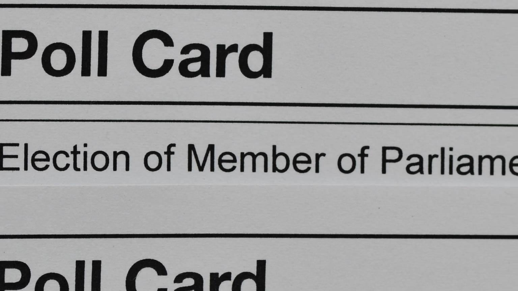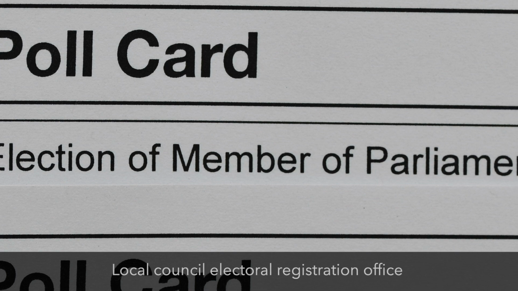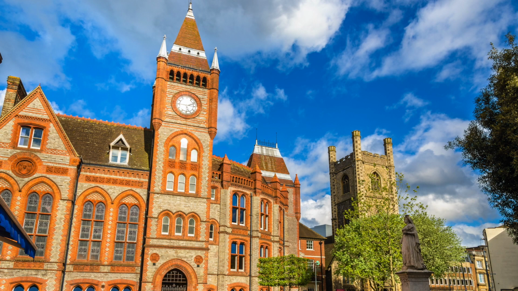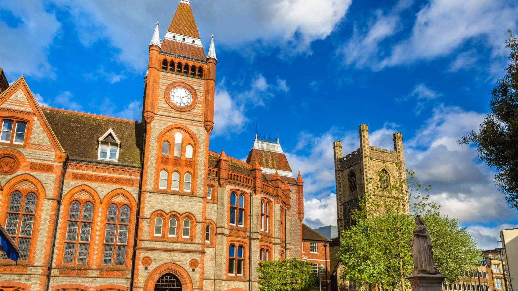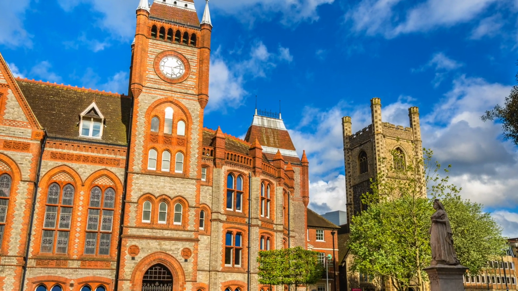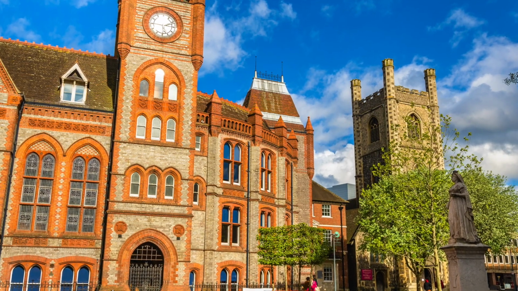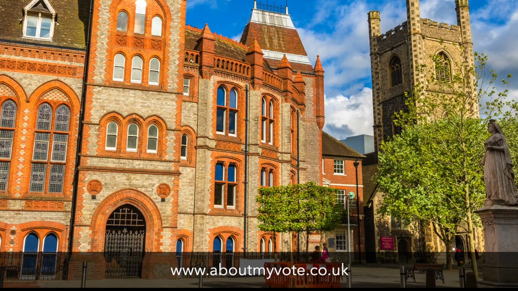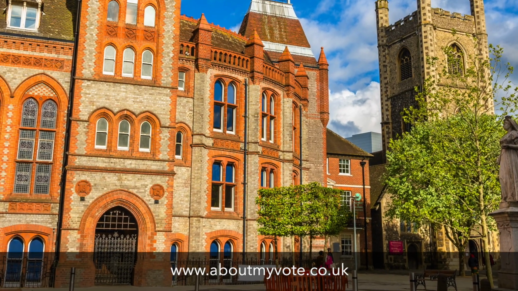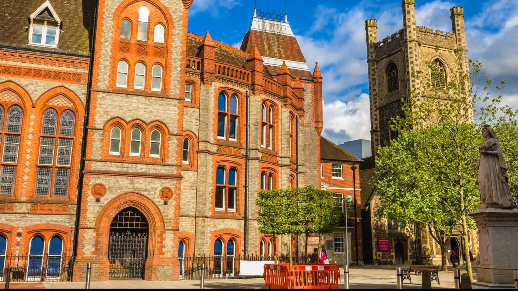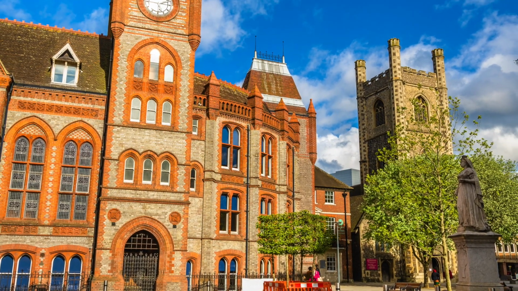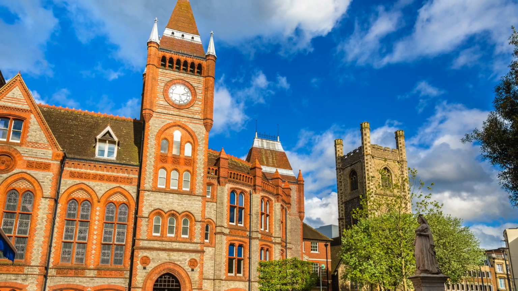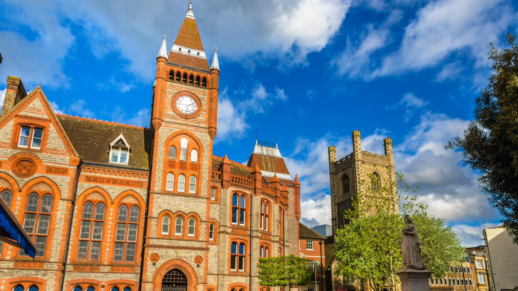If you are eligible to vote, you can register by contacting your local council electoral registration office. This is usually based at your local council. If you don't know which local authority you come under, you can find out by visiting aboutmyvote.co.uk and entering your postcode. You can also download voter registration forms in English, Welsh and some other languages.